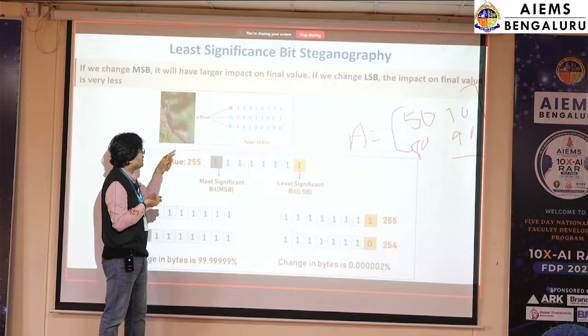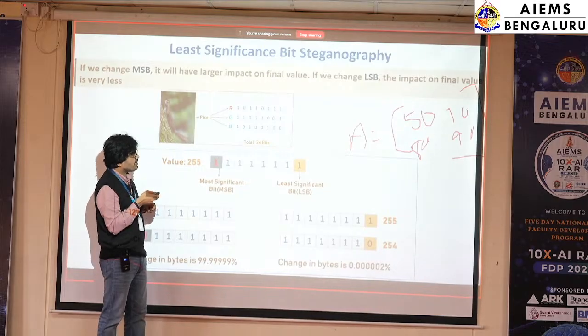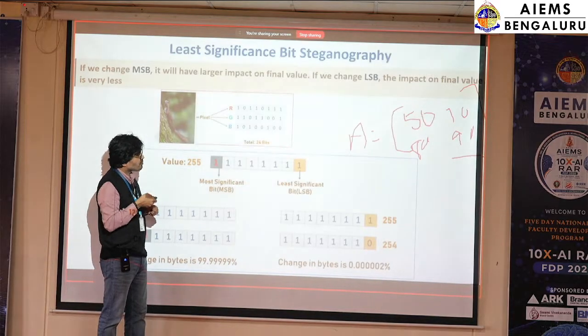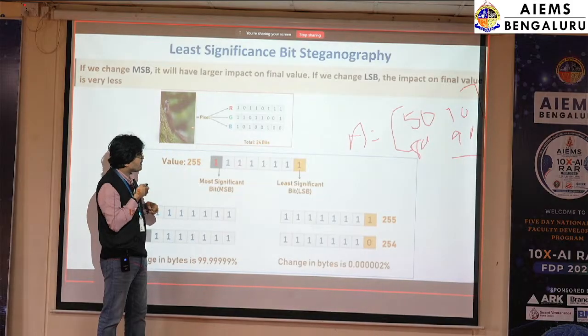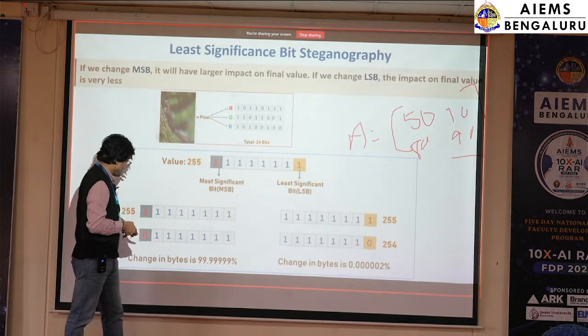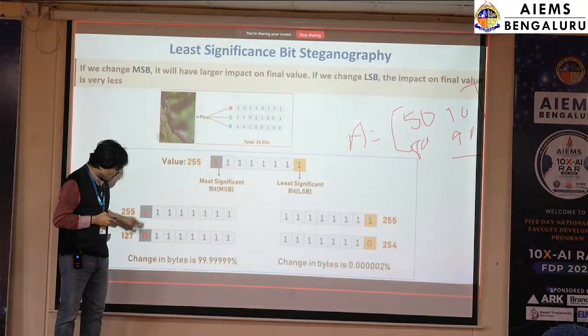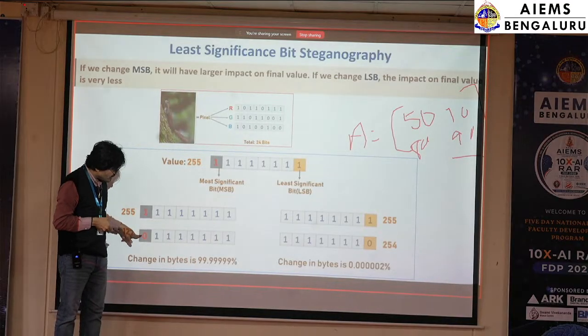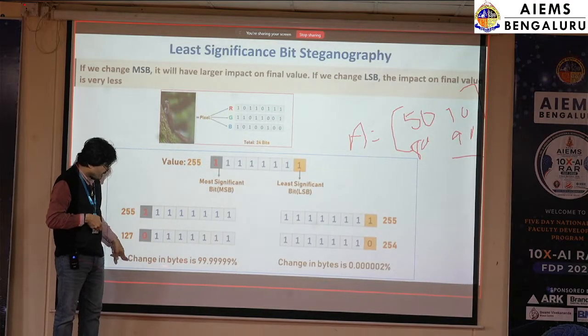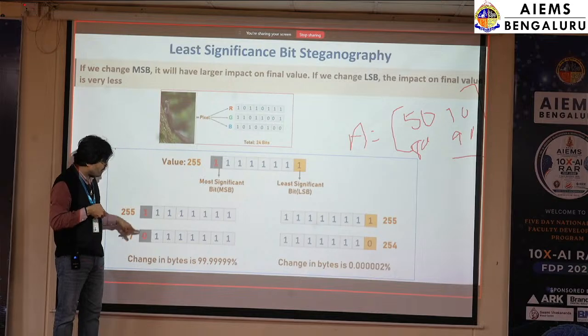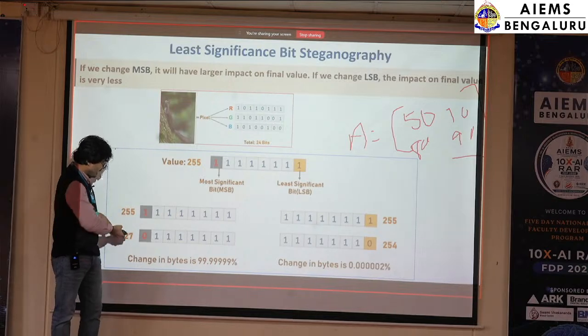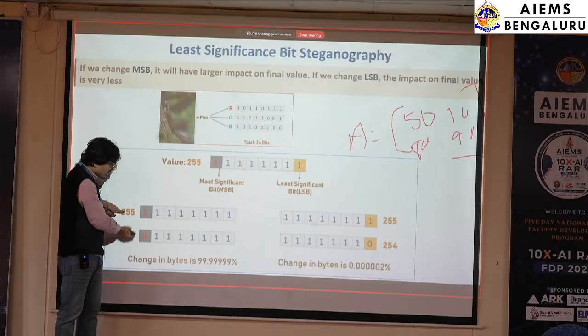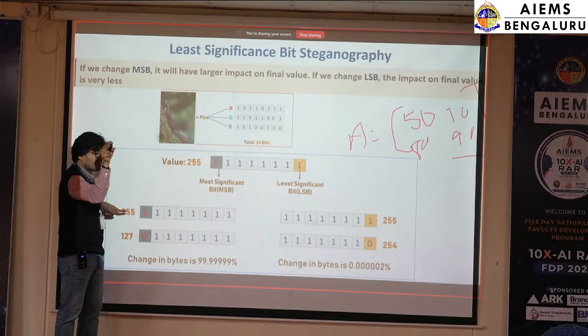Because of that reason, we are applying the LSB technique. Based on the LSB technique, we are trying to incorporate a secret message inside the image. That's what you can see here. When I disturb this value, when I make it 120, you can see the change in the byte is 99%. The value entirely changes. Instead of 255, it becomes 127. Then obviously, instead of maybe yellow color, you might find blue color.